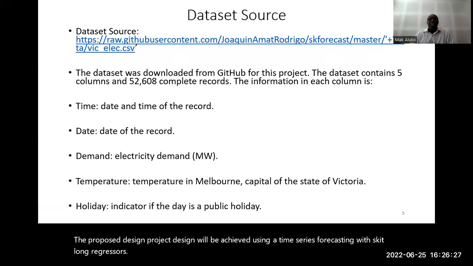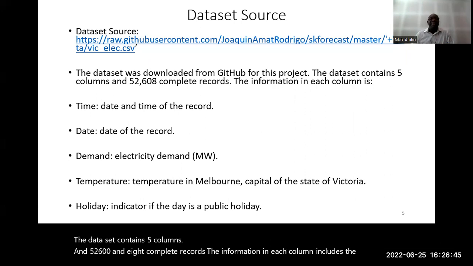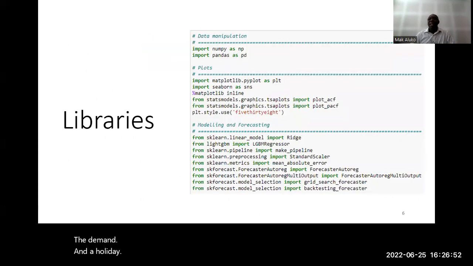And the data source was downloaded from GitHub for this project. The dataset contains 5 columns and 52,608 complete records. The information in each column includes the time, the date, the demand, temperature, and the holiday. And I also listed the libraries that I used to perform my modeling and forecasting in Python in this very slide.